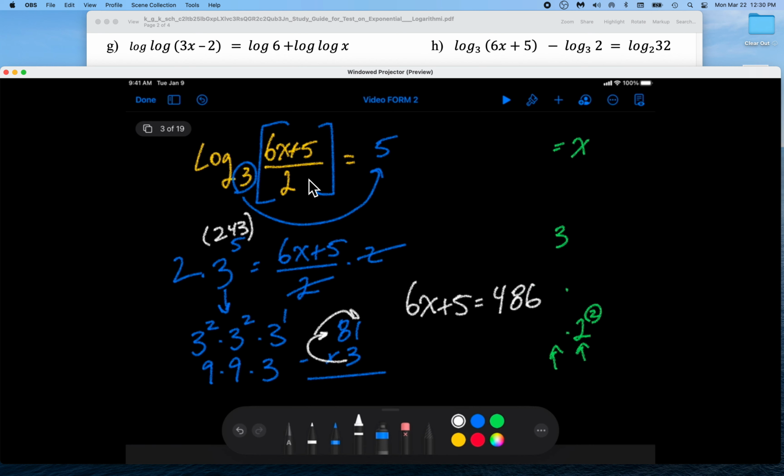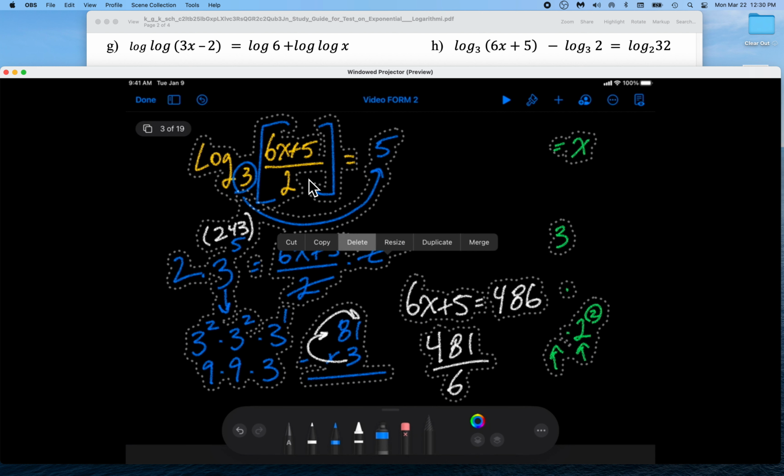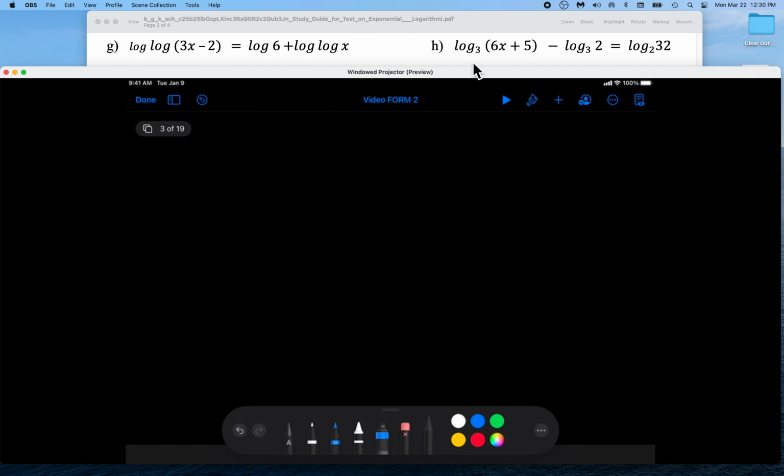And when you solve for that, you get a funky number, 481 over 6. So what we learned from that: condense, evaluate. Look for things that you can evaluate.